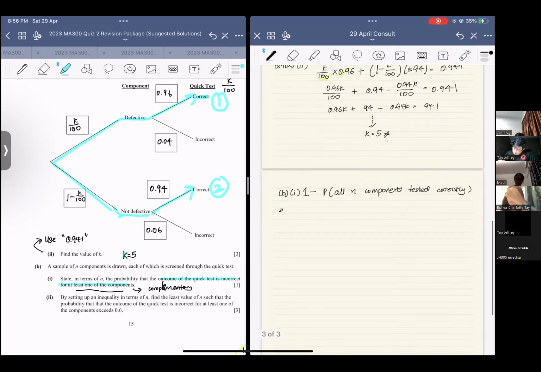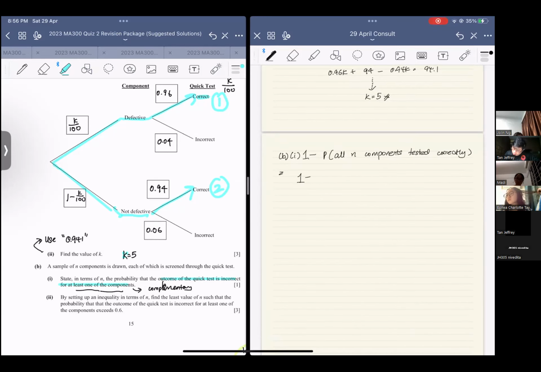Okay, everything is right. So when it is all correct, I know that for one particular component, the probability of being correct is 0.941. Second component, 0.941. Third component, 0.941. This is like 0.941 times 0.941 times so many 0.941. Basically, they are all tested correctly. All n components is basically n number of times. So it's just telling me that it is 1 minus 0.941 to the power of n.